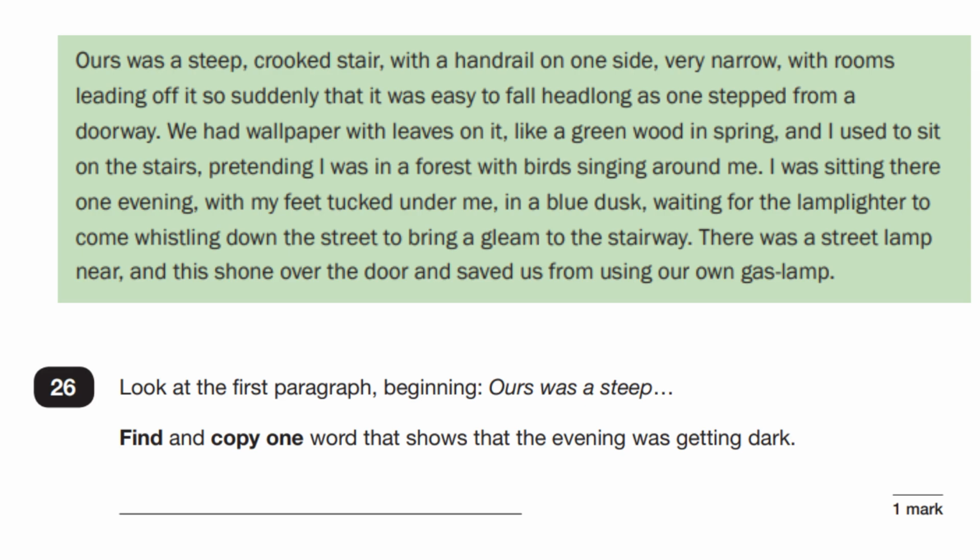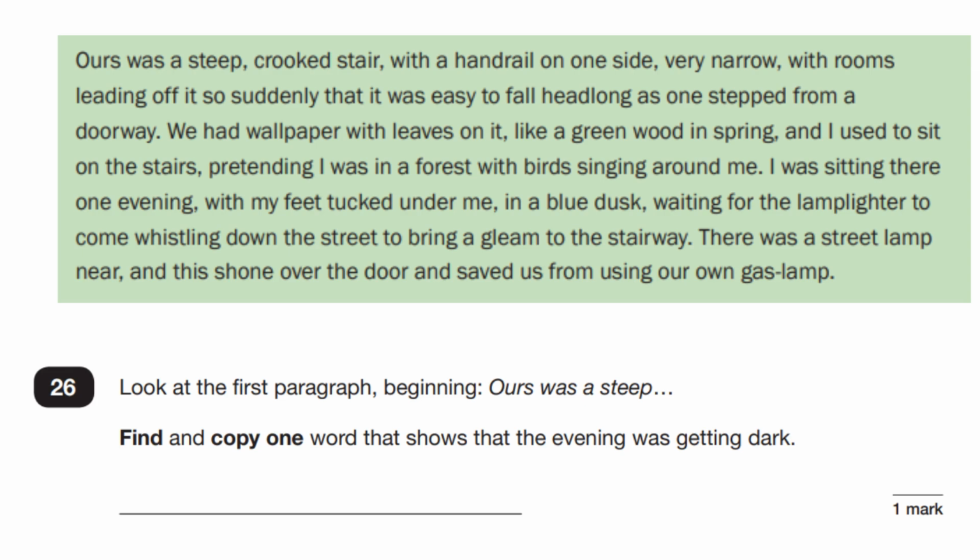Let's read it again. "As was a steep, crooked stair with a handrail on one side, very narrow with rooms leading off it so suddenly that it was easy to fall headlong as one stepped from a doorway." Nothing about light in that first sentence. "We had wallpaper with leaves on it, like a green wood in spring, and I used to sit on the stairs, pretended I was in a forest with birds singing around me." Nothing about the evening, nothing about it getting dark. "I was sitting there one evening." Okay, evening. This is about the night time. One word that shows that the evening was getting dark.